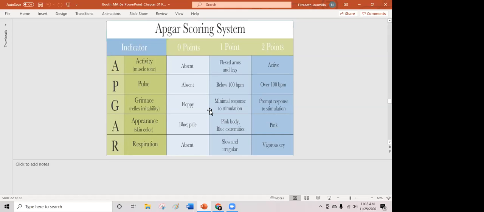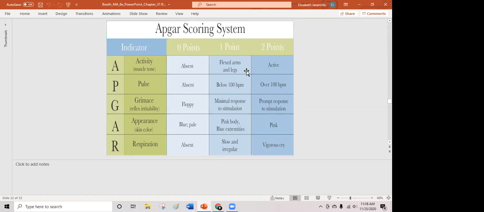So floppy, were they really floppy and really loose, and not rigid and crying and stiff, right? Kind of a thing. Appearance, are they blue or pale? What is that a signal of? Do you guys remember when we talked about that? You guys think of that name? I hope you find it. Let me know. And then respiration, is he breathing on his own, right?